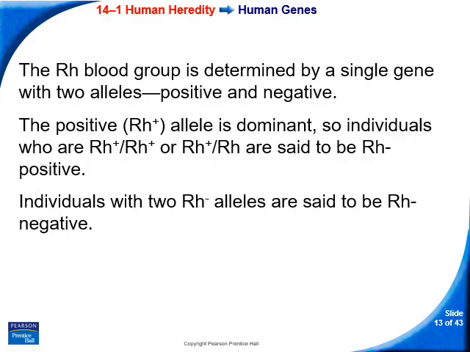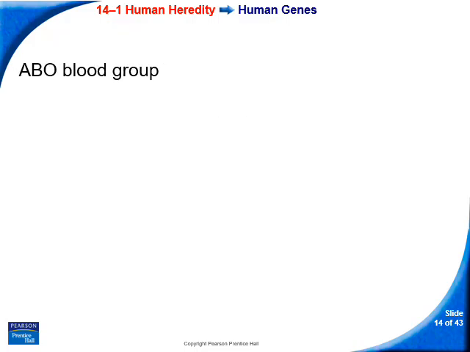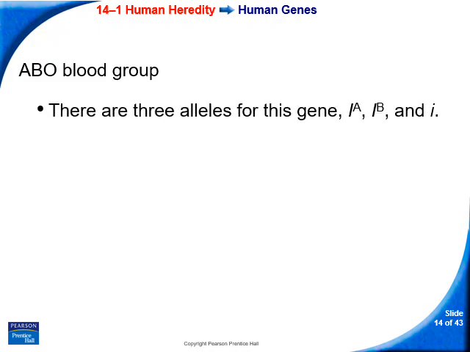Now, individuals with two Rh negative alleles are completely Rh negative, but an Rh negative paired up with an Rh positive allele would be heterozygous Rh positive. Now, the ABO blood group would simply mean blood type A, B, and blood type O. The three alleles for this gene are the allele to produce the antigen A, the allele to produce the antigen B, and the allele not to be producing the A or the B.